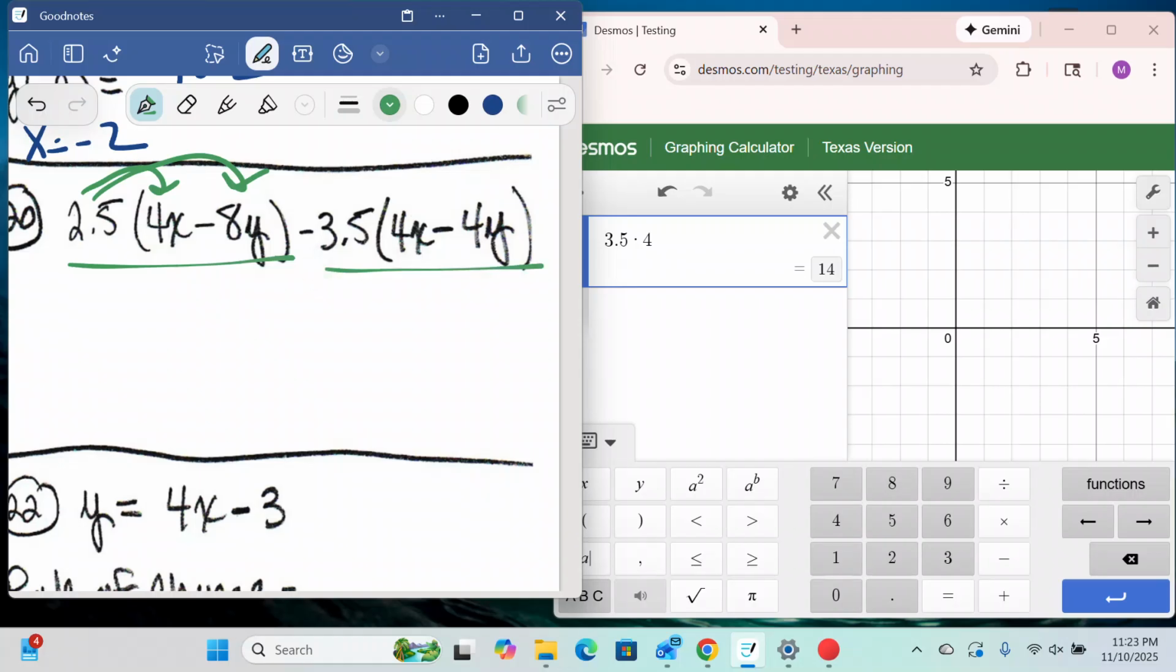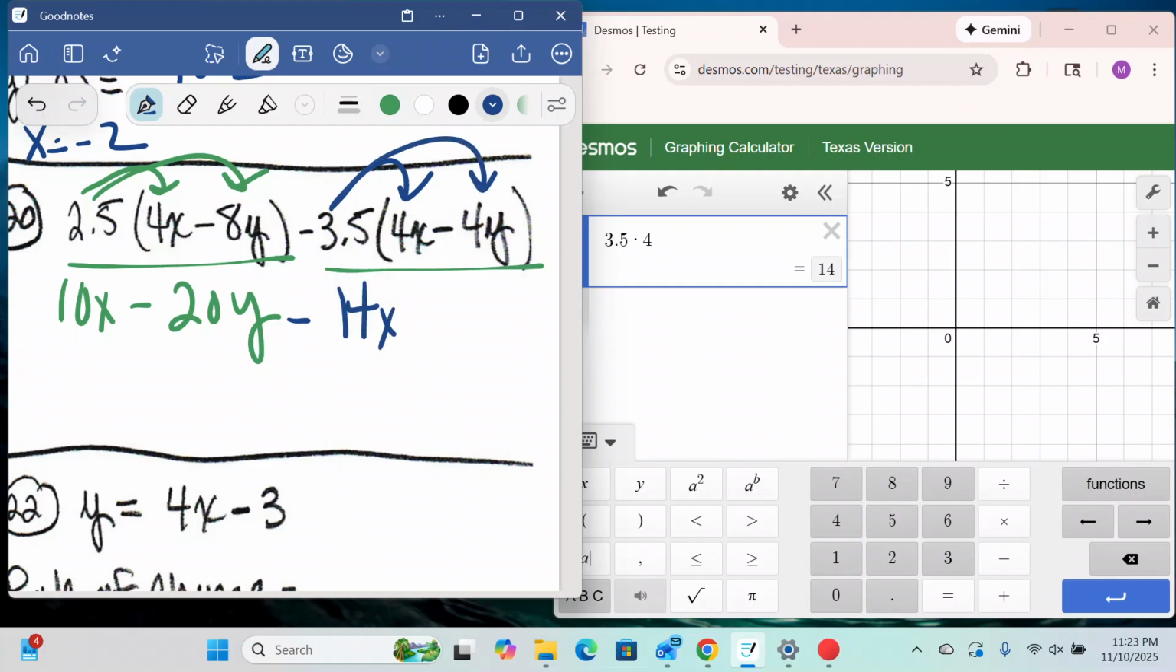So I have 2.5 times 4, and since I'm doing mental math, check my work, it is 10x. 2.5 times negative 8 is a negative 16, 17, well, half of 16, negative 20y. So 8, 9, 10, yeah, they're correct. And then, of course, I'm going to distribute here into this one. So negative 3.5 times 4 is a negative 12, 13, 14x.